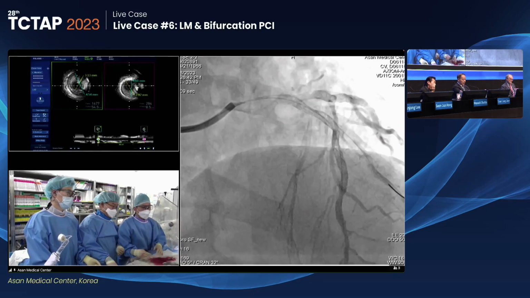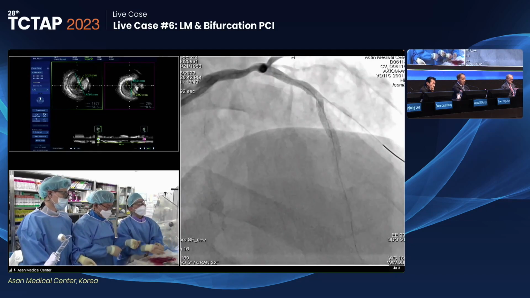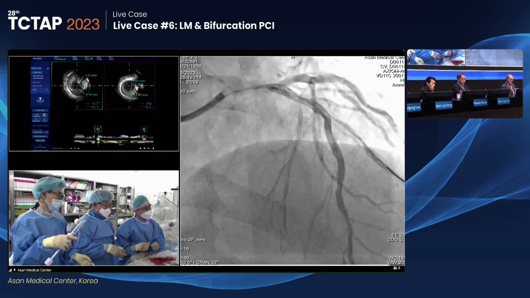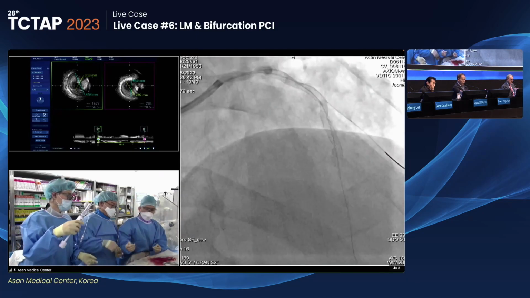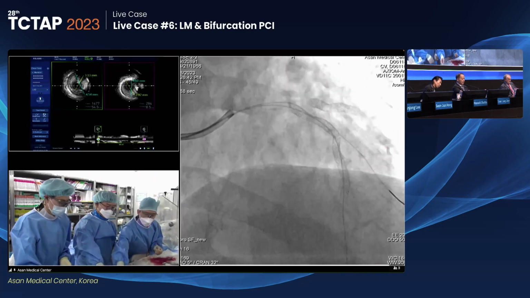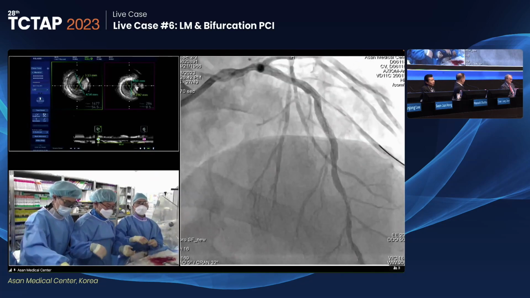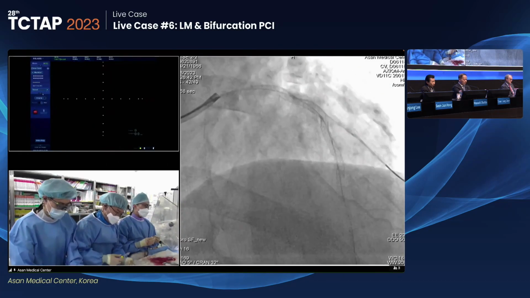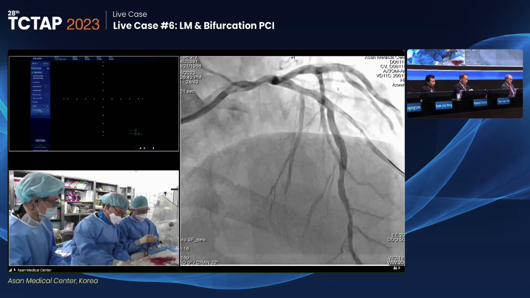So from angiography, it looks like there is a distal edge dissection. So probably we need multiple projections to see. Oh, yeah, no, we have IVUS. We can see. Okay. Can you please give me some nitro? Another possibility is the spasm.